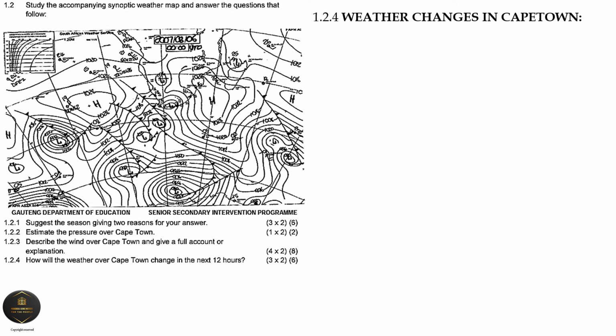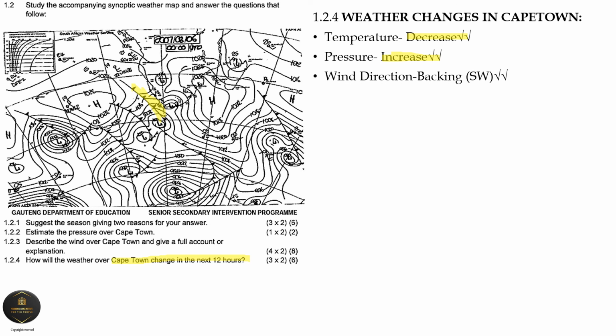And again, they ask, how will the weather over Cape Town change in the next 12 hours? Now, how will it change? Now remember, we look at different aspects. We look at how the temperature will change. We see that a cold front is approaching, so it means the temperature will decrease. And what will happen to the pressure? It will increase, because the two are always opposite to each other.